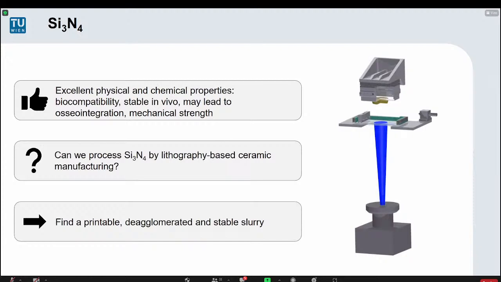There we build our parts layer by layer due to the energy of light. So the question arises, how can we process silicon nitride? First of all, we need a slurry which is printable, does not have agglomerates, and is stable in vivo. Usually ceramic particles tend to agglomerate in slurries, so we use dispersing additives in our slurry to prevent this and to stabilize our slurry.